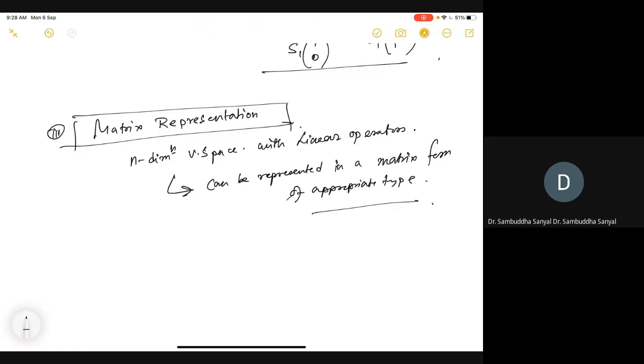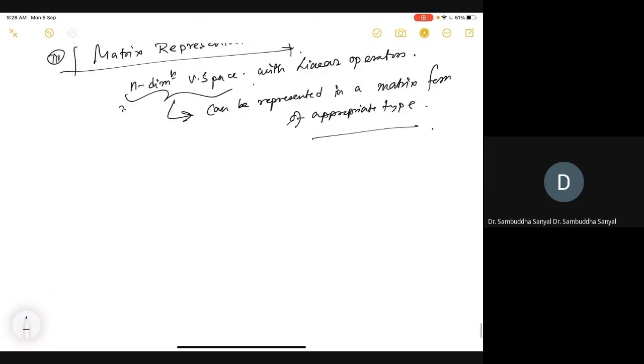The dimension of the vector space need not directly correspond to the dimension of the matrix. For example, we have seen earlier this complex vector space is a 4-dimensional vector space, but the matrices that represent them are 2-dimensional, and that can even be of any arbitrary dimension. Okay, so these are two different kinds of dimension. Now what do I mean by representation here?